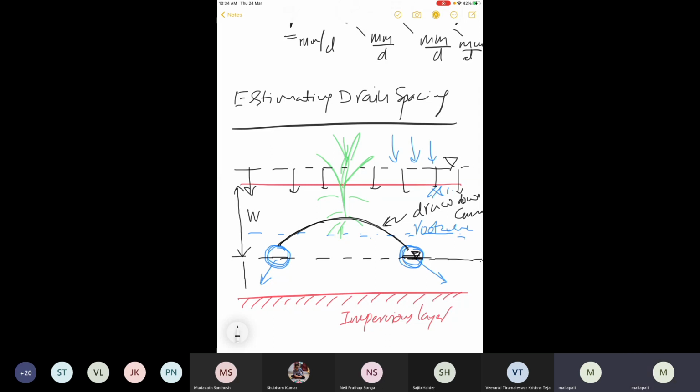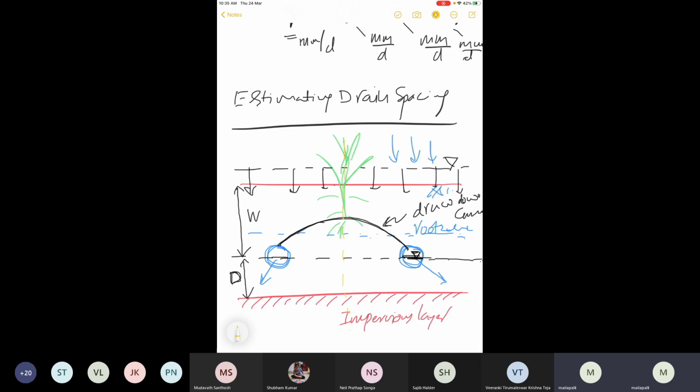And then there is a distance from the impervious layer to the drain base, that is denoted with capital D, right? So that is the depth to impervious layer from the drain base. Okay, and then from the top side, this is the middle point, which is exactly the same, just like a mirror image. If you see this left side and right side, exactly they look the same.